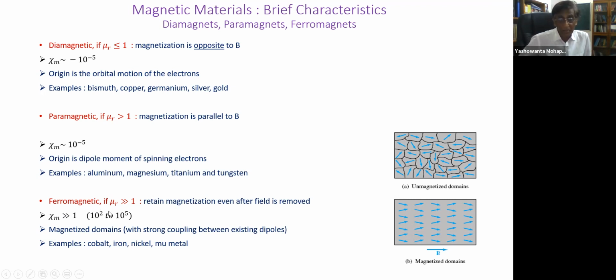Okay, so the chi-m could be 100 to a lakh, 10 to the power 5. But these operate in terms of magnetized domains. You can see the material has already magnetization frozen in domains. And once you apply a magnetic field, when you magnetize, then these domains, by interaction, through a complicated mechanism which some of you will study in your higher courses, align themselves and produce a much stronger magnetization, that is B.